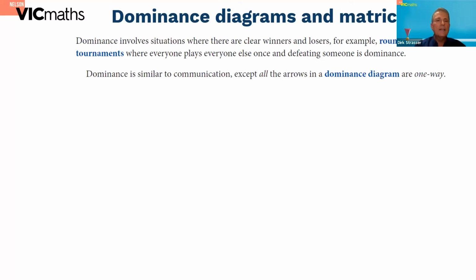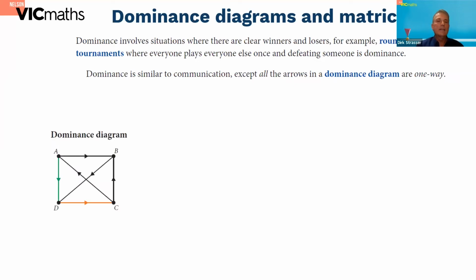Dominance matrices involve situations where there's clear winners and losers, for example, a round robin tournament. There has to be a winner and a loser in a dominance. You can't have draws and things like that. So it's similar to communication, except all the arrows in a dominance diagram are one way.